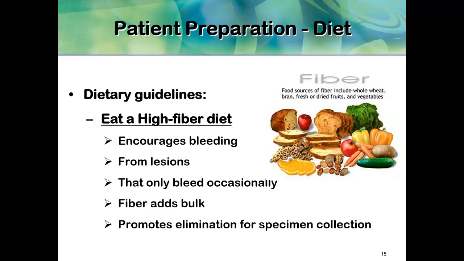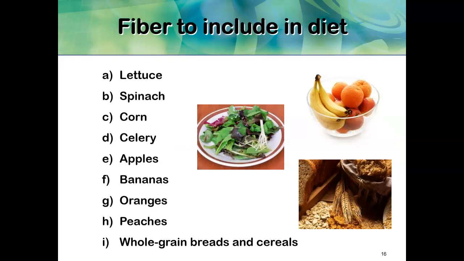So when they eat food that has fiber, like whole wheat, bran, fresh and dried fruits and vegetables, that fiber adds bulk in the stool, and that will encourage bleeding. It also helps promote elimination. In other words, if we eat a high fiber diet with plenty of fluids, we tend to have more productive bowel movements, and that makes it easier for the patient to collect a stool specimen.